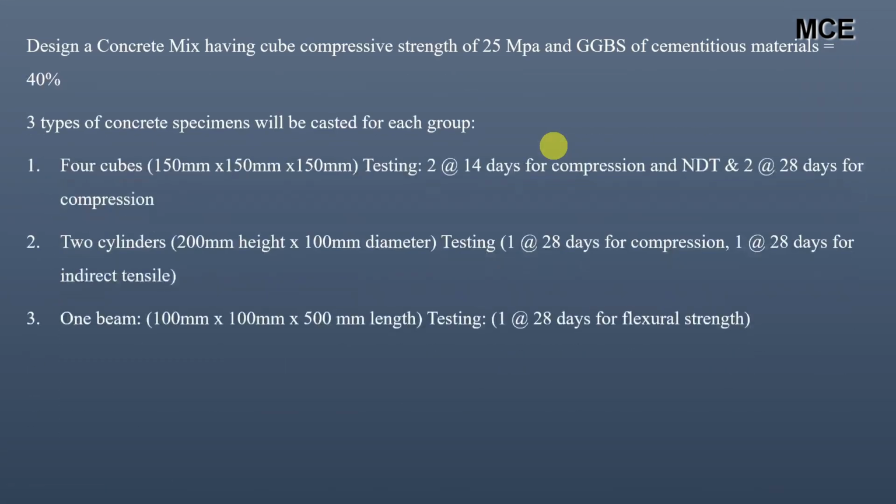For our concrete mix, we have to design a mix having cube compressive strength of 25 megapascal, and we have to use GGBS at about 40% of cementitious material. We have to prepare 3 types of concrete specimens: 4 cubes of 150 mm, testing at 14 days for compression and non-destructive testing, and 2 specimens at 28 days for compression; 2 cylinders of 200 mm height and 100 mm diameter.